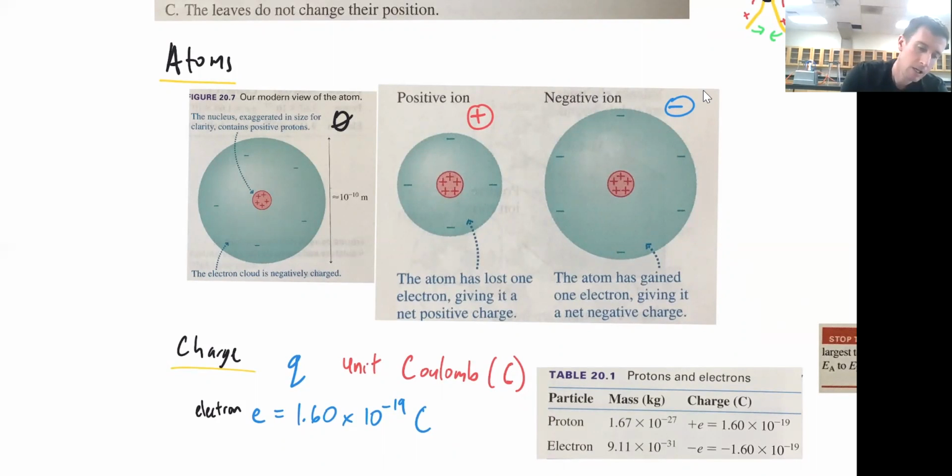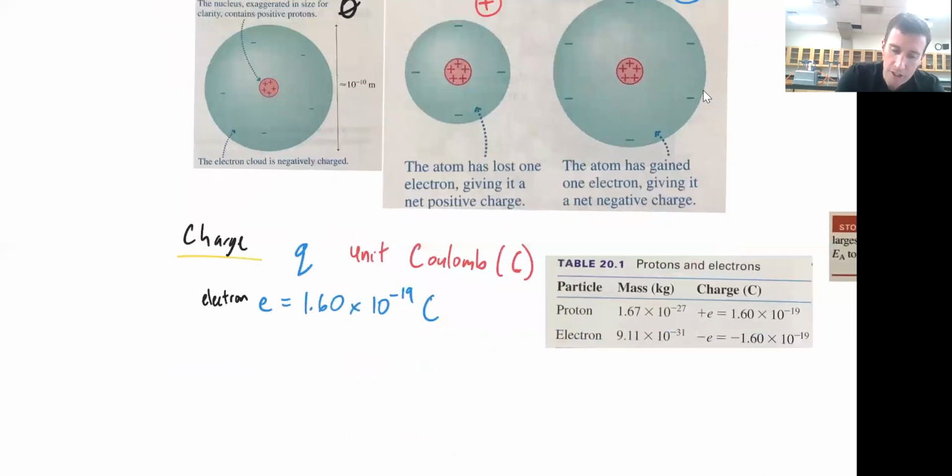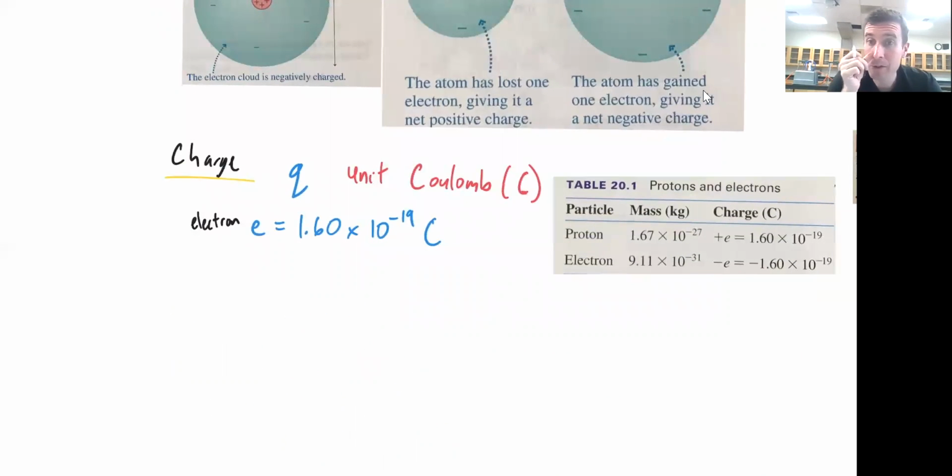Okay, so charge itself. We use the abbreviation Q for charge. So the variable that we're going to be using is Q. The unit of charge is called a Coulomb. And an electron and a proton both have a set standard charge. And that set standard charge we call e, the charge of an electron. And it is 1.6 times 10 to the negative 19th coulombs.